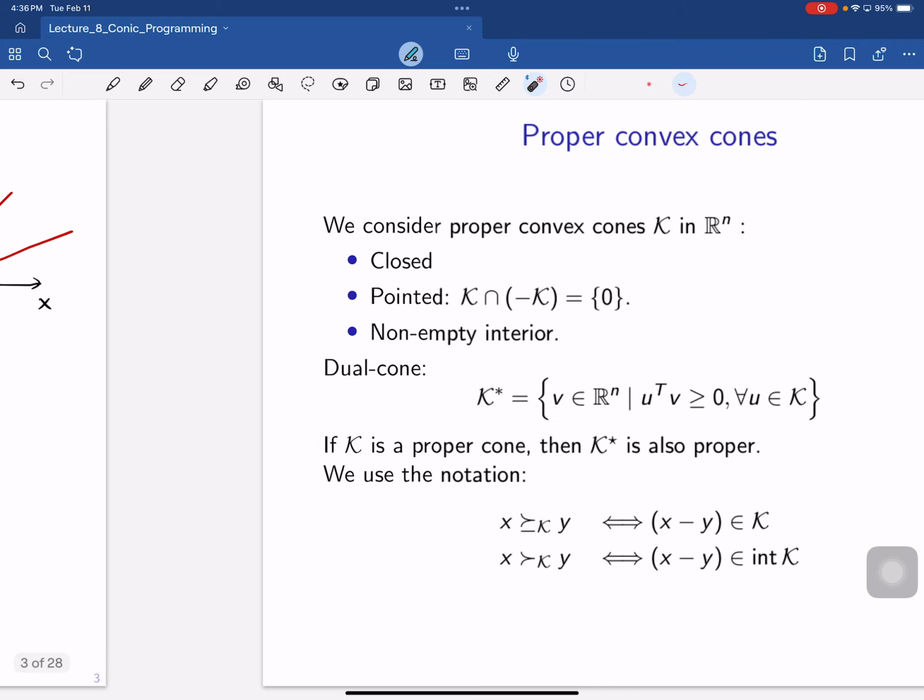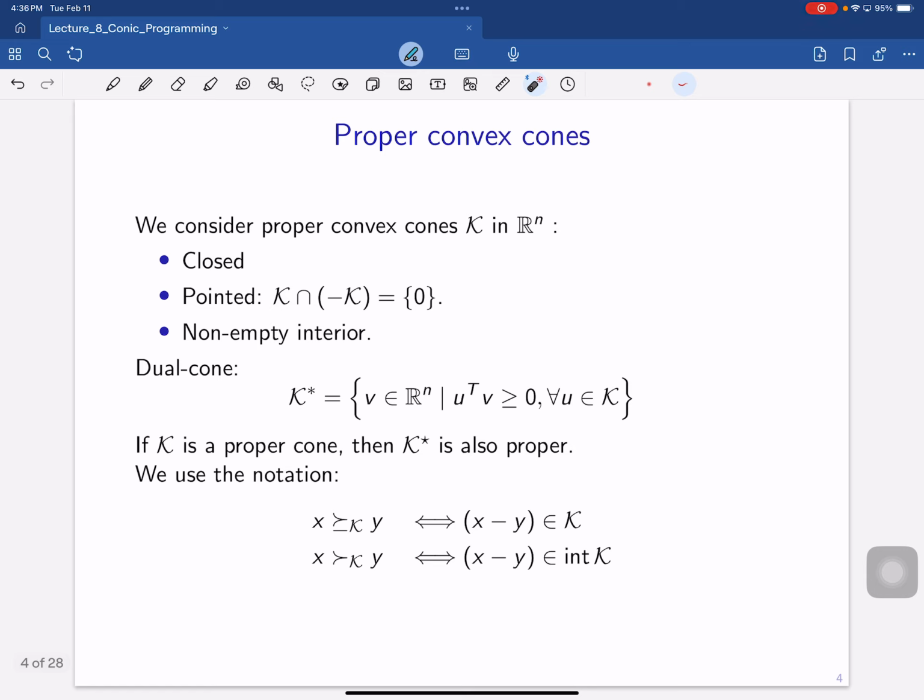Right. So now let's define another concept called proper convex cones. So a proper convex cone is a cone, of course, and then it has three properties as well. First, it is a closed set. Everyone knows what a closed set is.